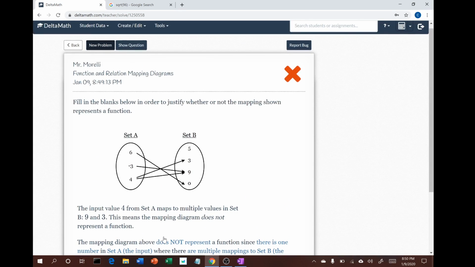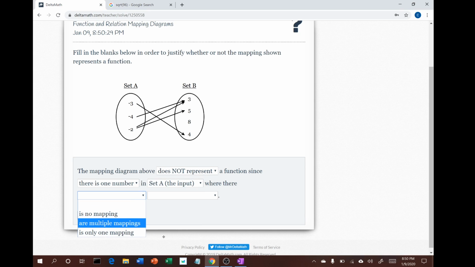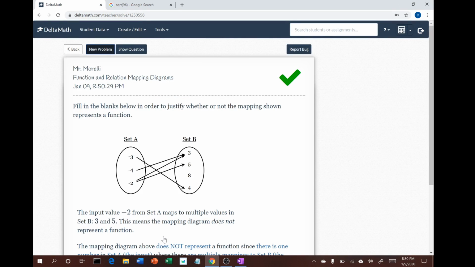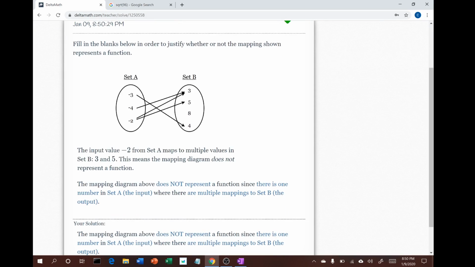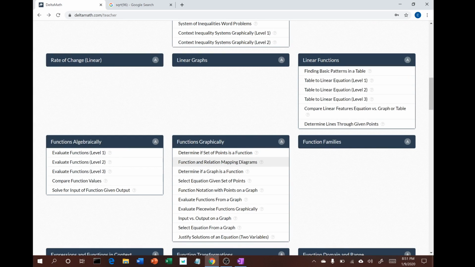Okay, let me try another one. All right, so here I've got it. So this is not a function because there is one number in set A, the input. Okay, there are multiple mappings to set B, the output. Now that should be correct. Yes, okay, I understand now. Confusing. I don't like these questions as much. But, you know, because the kids have to choose multiple things, and that was verbally confusing, honestly.